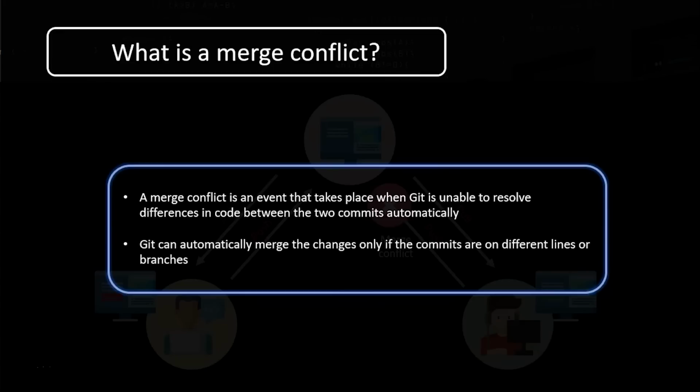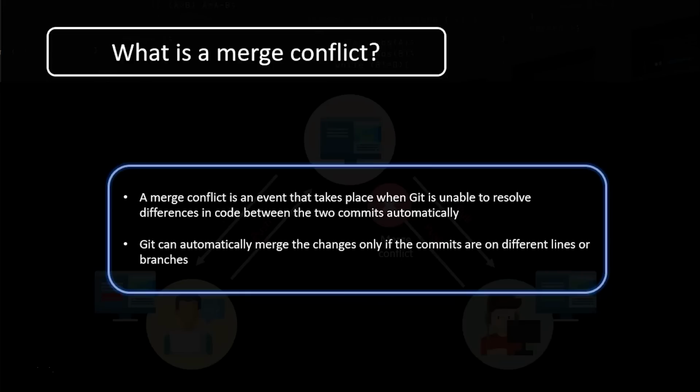A merge conflict is an event that takes place when Git is unable to resolve the differences in the source code between two commits automatically. Normally Git has the capability to understand that these are two different pieces of source code being pushed to a remote repository, but in some cases it does not happen automatically. If any kind of conflict arises and Git is not able to take any decision, then we get a merge conflict.